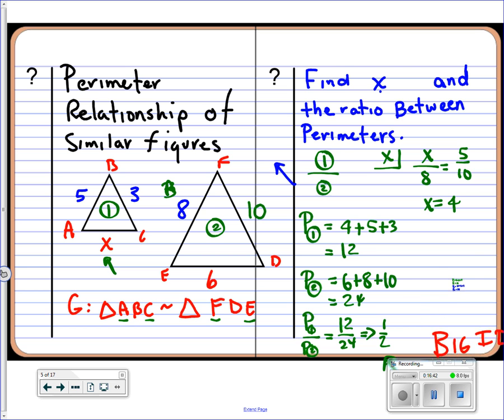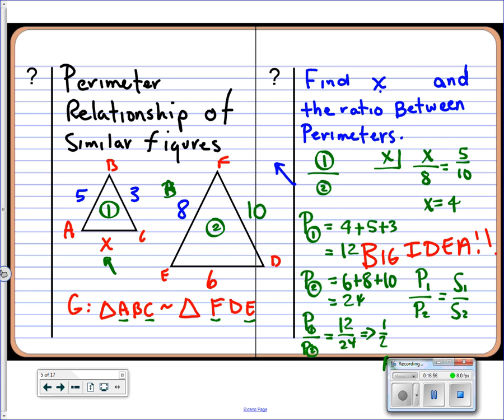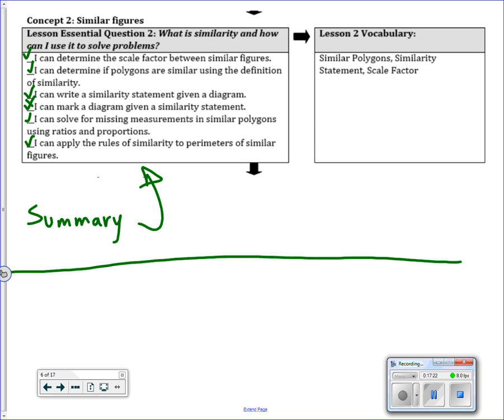So here's a very big idea I need you to remember and emphasize in your notes, whatever you need to do. Ready? That the perimeter ratio is equal to the scale factor, S1 over S2. The scale factor is found by writing a ratio between any two corresponding sides, right? And so that scale factor is equal to the perimeter ratio. Now, sometimes we know what the scale factor is, but we don't know what the perimeters are, or vice versa. And having this kind of equation, this understanding, will help. Okay, that's it. Again, write your summary.